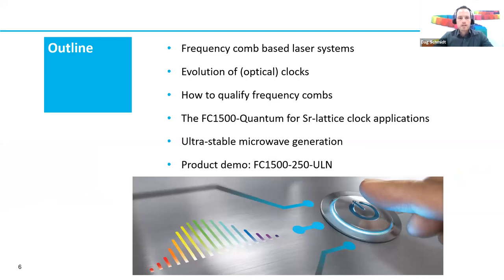So I want to start with a basic idea about frequency comb-based laser systems and why that is an appealing approach. And because the system I will talk about mainly is built for optical clocks, I want to say a few words on the evolution of clocks in general, and especially of state-of-the-art optical clocks. And for a state-of-the-art optical lattice clock, for example, you need, of course, a state-of-the-art frequency comb. And that's why I will tell you how we qualify our frequency comb to make sure you get the best comb for your application.